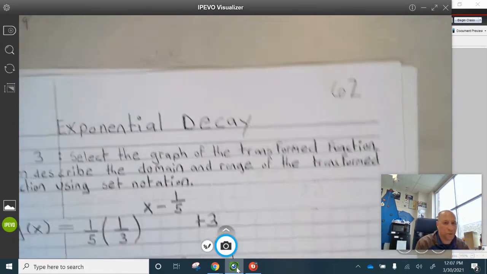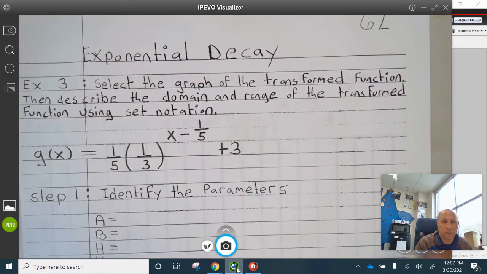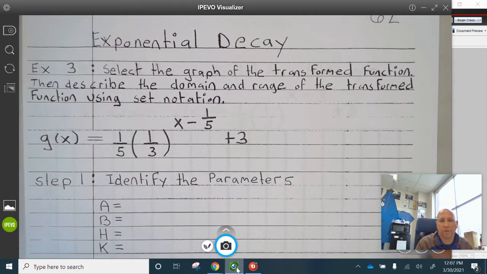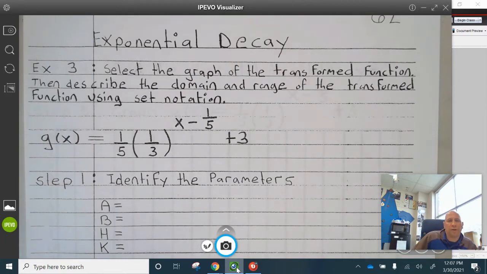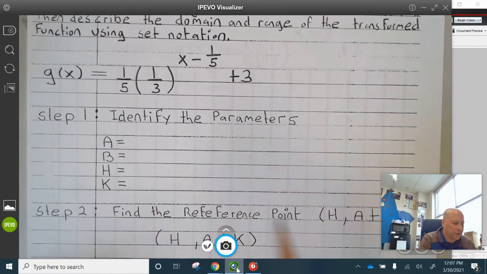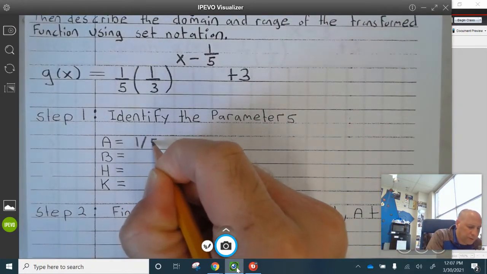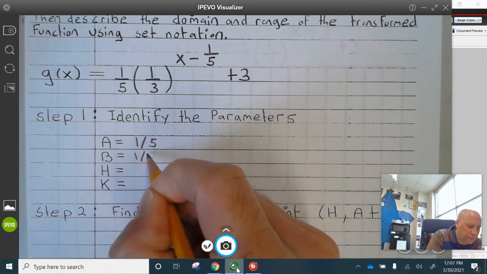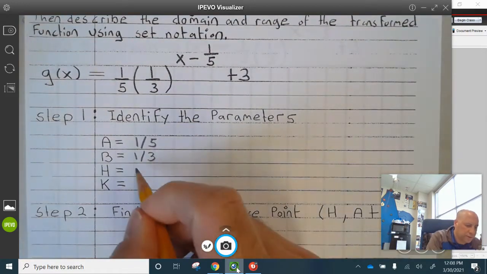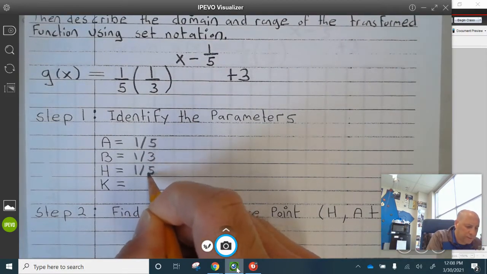All right, example 3. Select the graph of the transformed function, then describe the domain and range of the transformed function using set notation. g of x equals 1/5 times (1/3) to the x minus 1/5, plus 3. Identify the parameters. So a is 1/5, b is 1/3, h is 1/5, and k is 3.